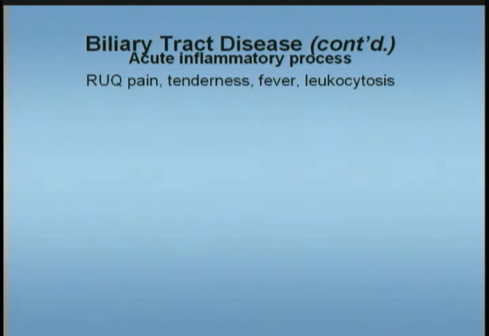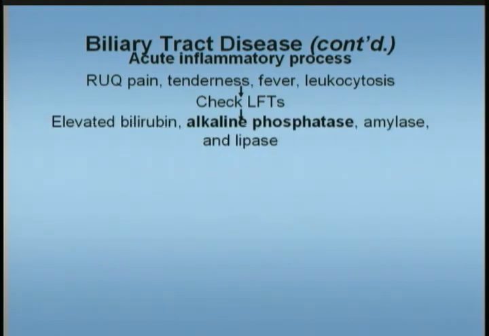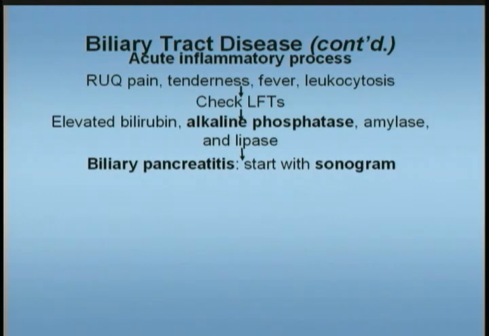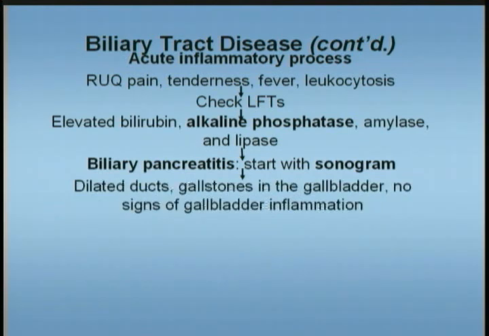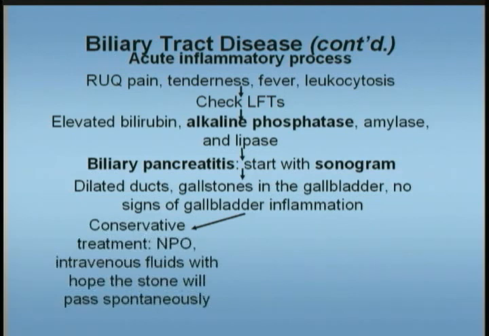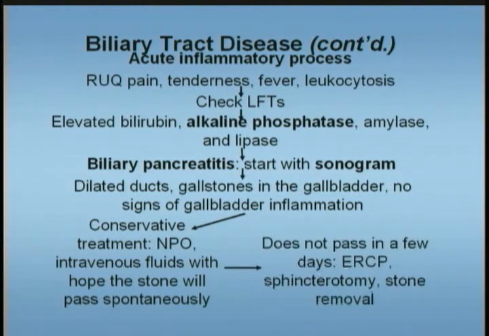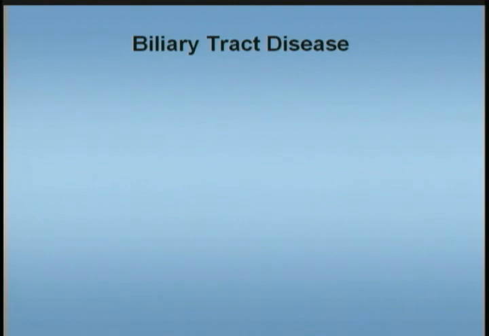Now, we have an acute inflammatory process, right upper quadrant pain, tenderness, fever, leukocytosis, and we check the LFTs. The alk phos is elevated, but the amylase and lipase are also elevated. Now we have biliary pancreatitis. The sonogram will show dilated ducts, gallstones in the gallbladder. No signs of gallbladder inflammation because the problem is in the pancreas. We start with conservative management. NPO, intravenous fluids, with a hope that the stone will pass spontaneously. But if it does not, we do sphincterotomy by means of an ERCP and a stone removal, and eventually a cholecystectomy will be needed.